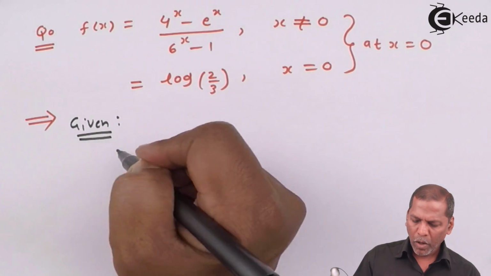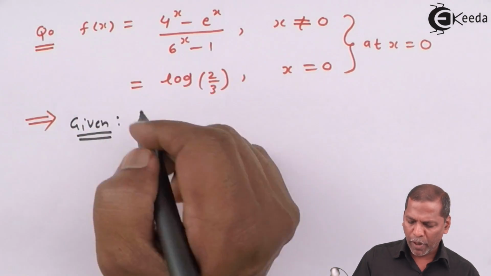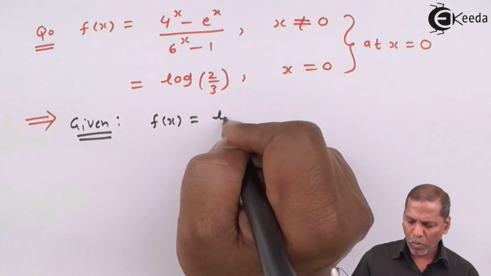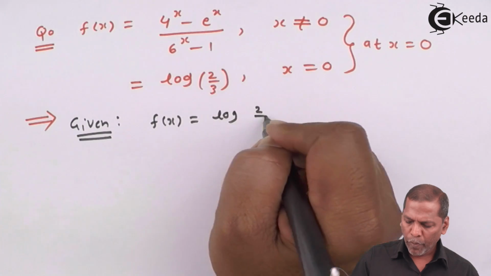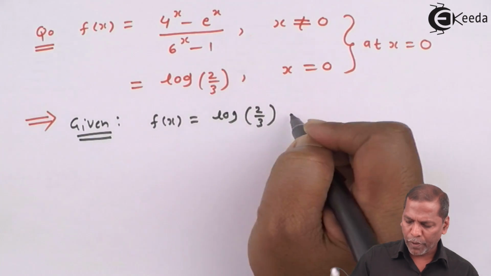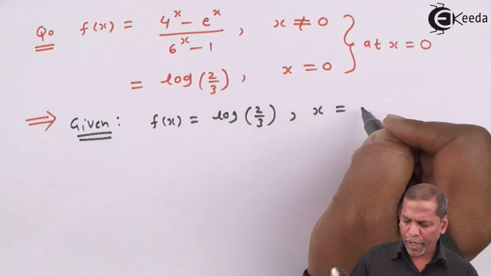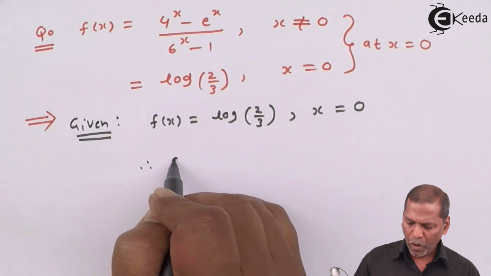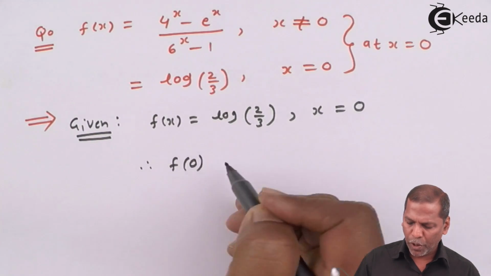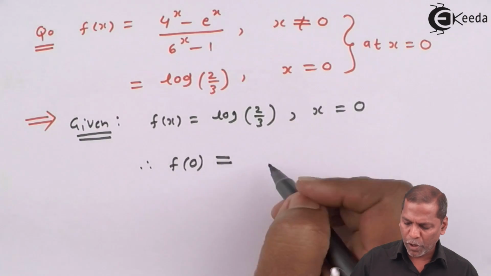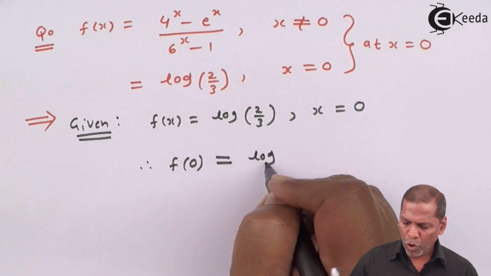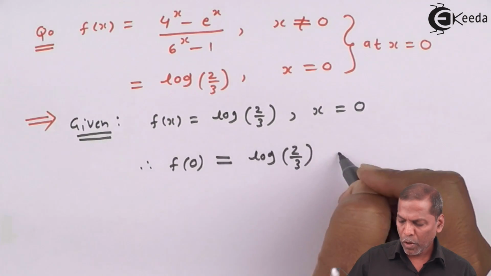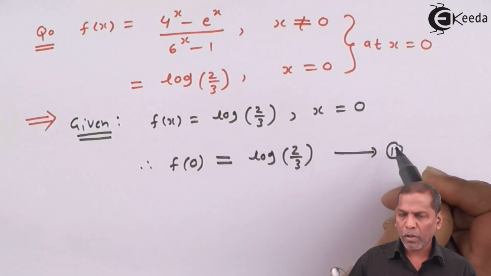Given f of x is equal to log of 2 upon 3, for x equal to 0. It means f of 0 is equal to log of 2 upon 3. Say equation 1.